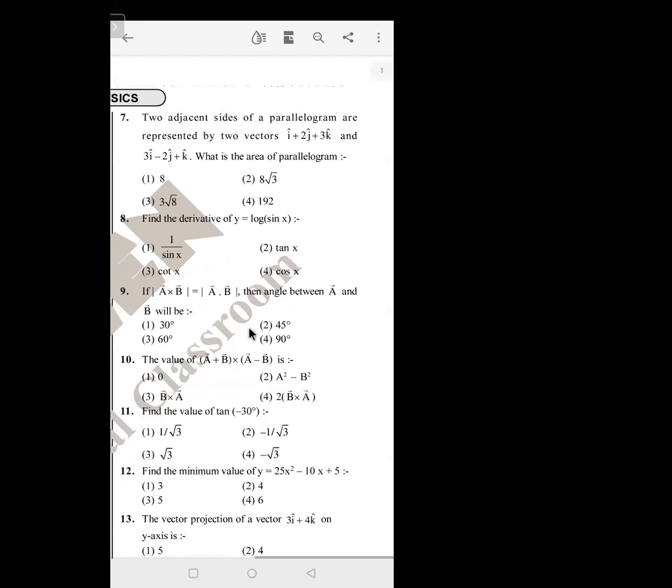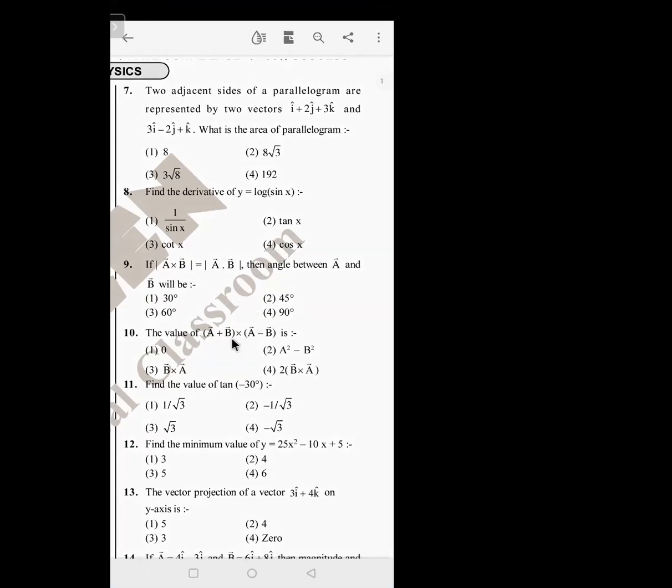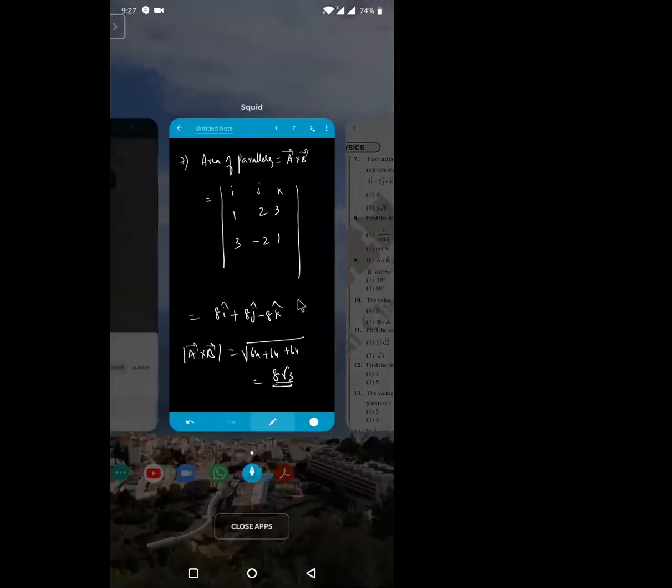Eighth question is not required. Directly you can go for the ninth question right now. If mod A bar cross B bar is equal to mod of your A bar dot of your B bar, then angle between A bar and B bar will be equal to how much? I told you this question already. If someone has asked me, question number 8, not needed. 45 degrees, sir. Yeah, not needed. Question number 9, you see, mod of your A bar cross of your B bar is equal to mod of your A bar dot of your B bar.